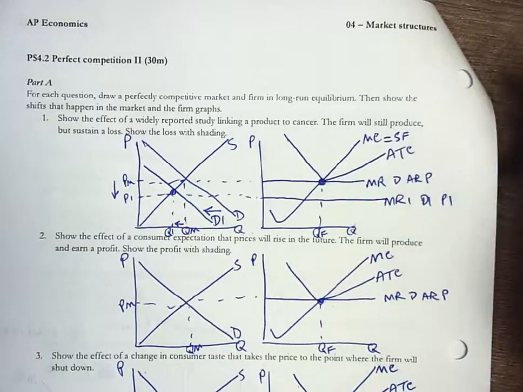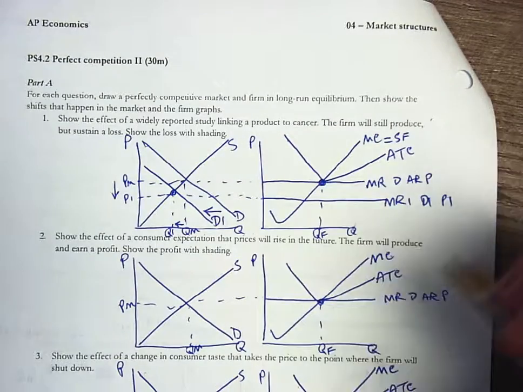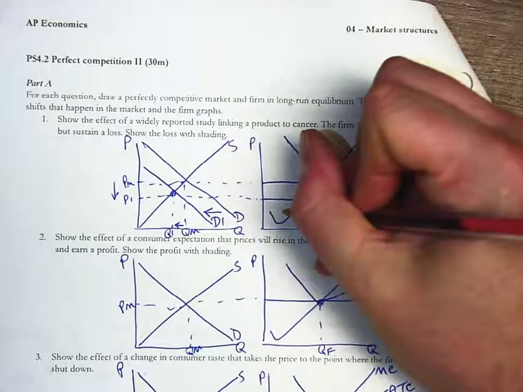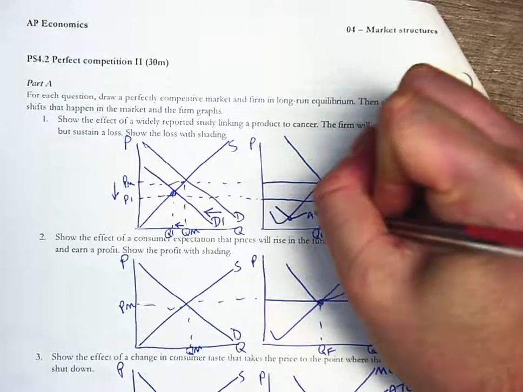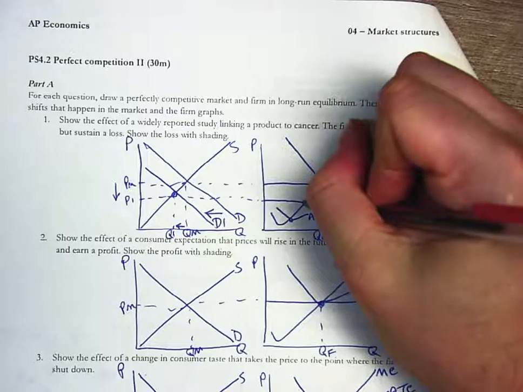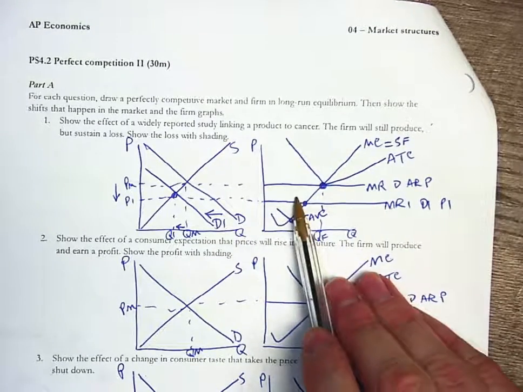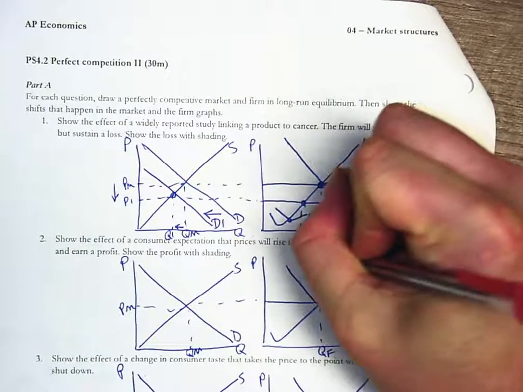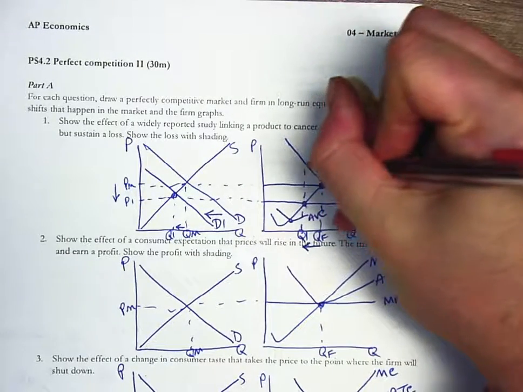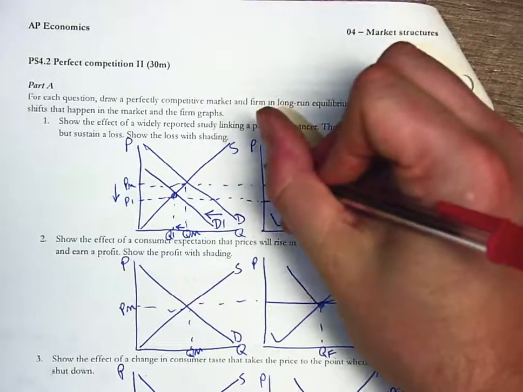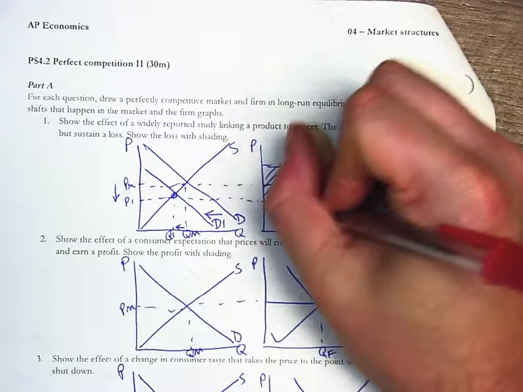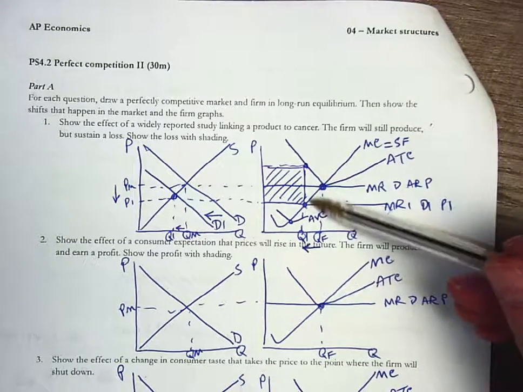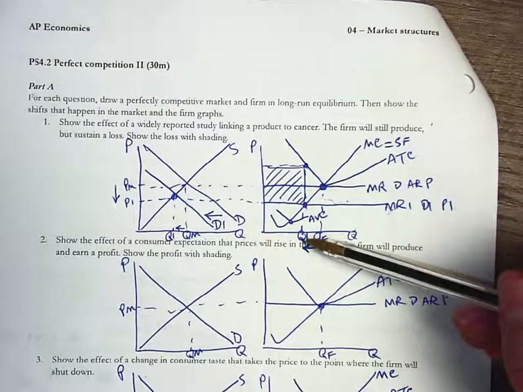Now, this firm's going to still produce, but sustain a loss. So that tells us that the AVC is going to be below the new MR equals D equals ARP. So we'll just stick an AVC right in here. Now the firm's going to produce at the quantity where MR equals MC. So it's that dot. And we go down, quantity 1 that the firm produces, go back up to the ATC, and that is our loss rectangle. And that's again because we're comparing the new price to the ATC at the quantity that we're producing.